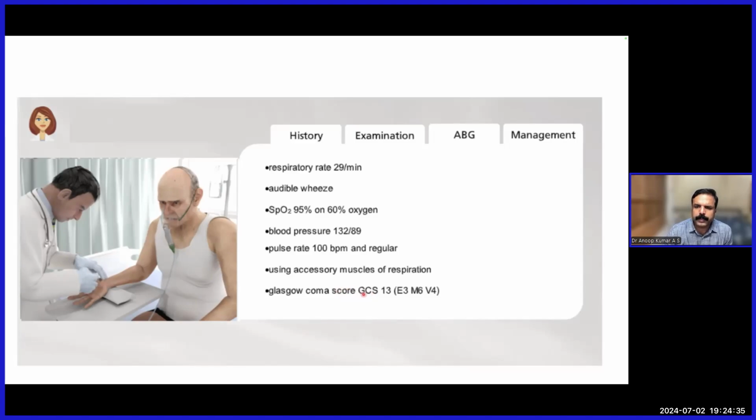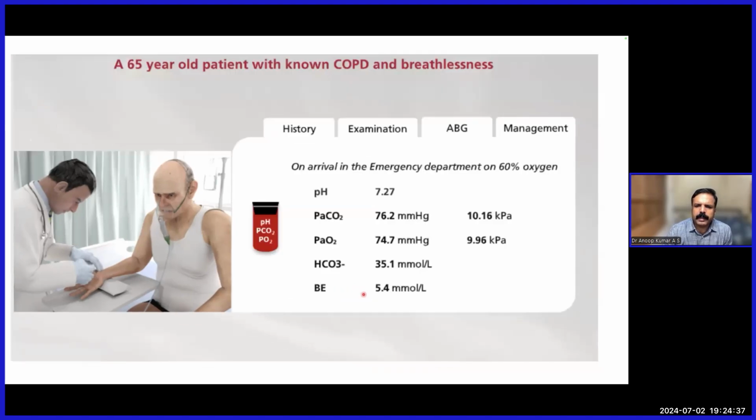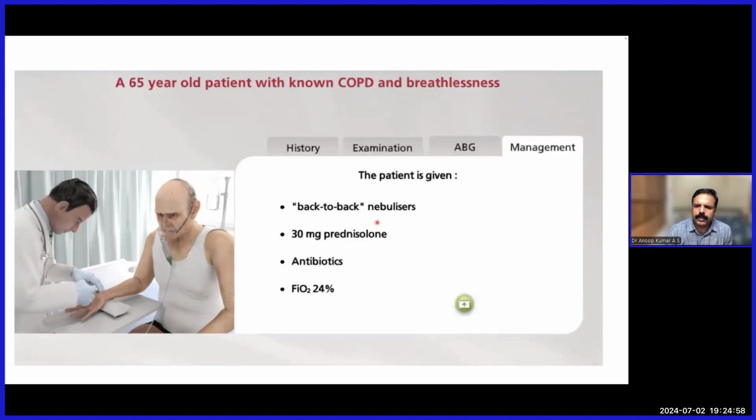It's acceptable. And the ABG is showing, what does this ABG indicate? He has a pH of 7.27, PCO2 of 76, PO2 of 74, and a bicarbonate of 35. What does it indicate? He has a chronic type 2 respiratory failure. So how are we going to manage this patient?